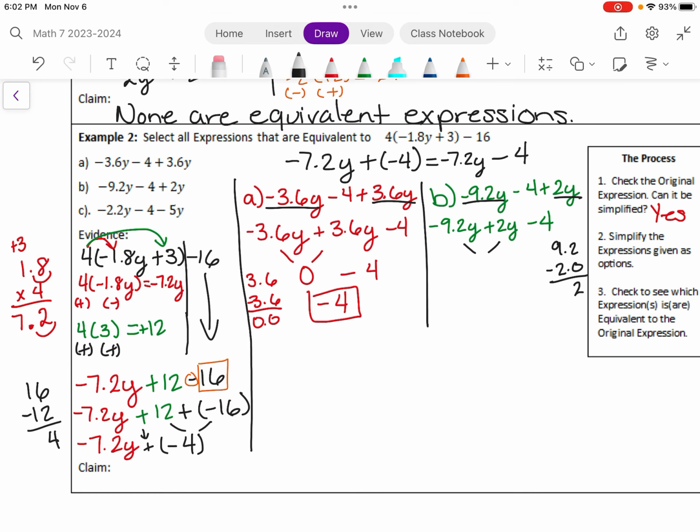So 2 minus 0 is 2. 9 minus 2 is 7. And then bring down my decimal point. That makes this a 7.2y. Now I got to see if it's positive or negative. My 9.2 is bigger, which makes this a negative. Okay. Then I bring down my negative 4. So my final expression for this is negative 7.2y minus 4.